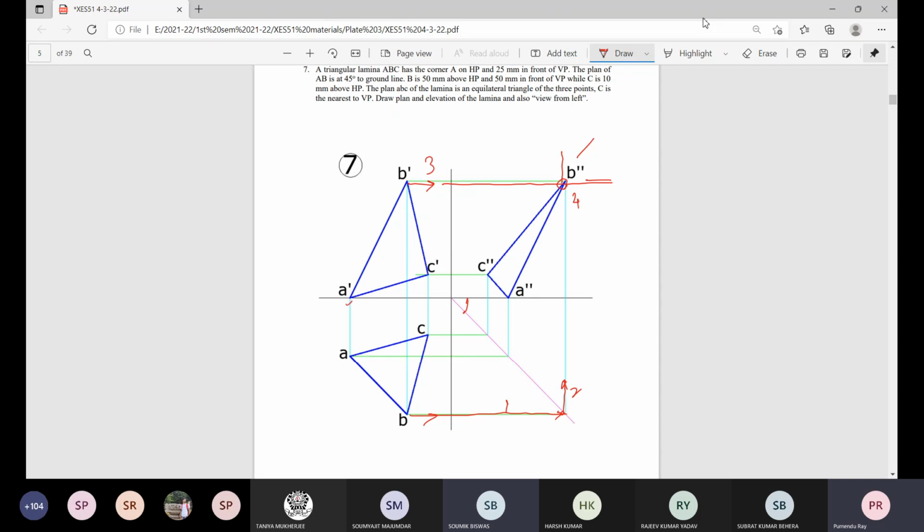This is the special location A, which is on HP. So naturally there is no height. Anything on HP means it is on the ground line itself. So this is the location. But the distance from the vertical plane will be like this. This much distance to be maintained perpendicular to this profile axis. Okay.